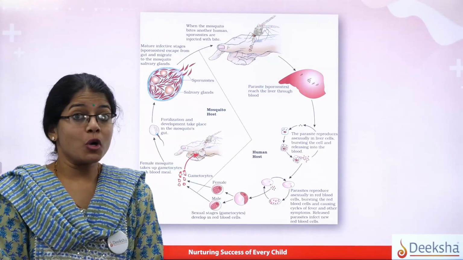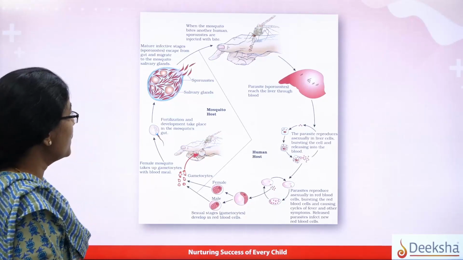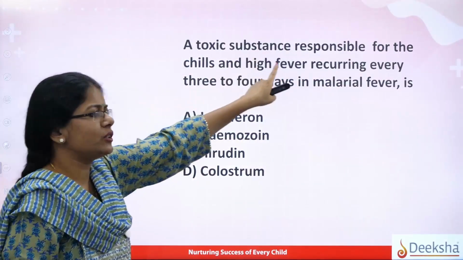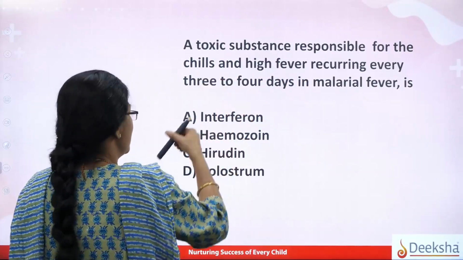So now let us talk about some MCQs related to this concept. Okay, so here we go. The question for you all is: a toxic substance responsible for chills and high fever. So look at the symptoms here, students.